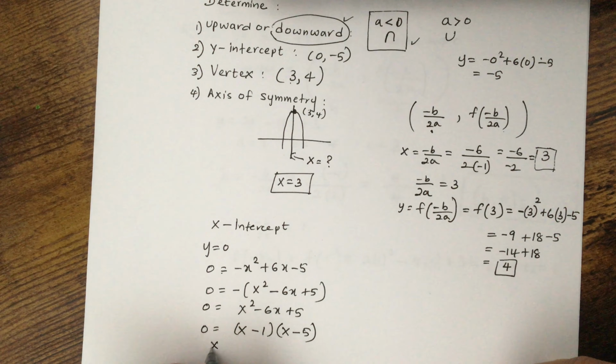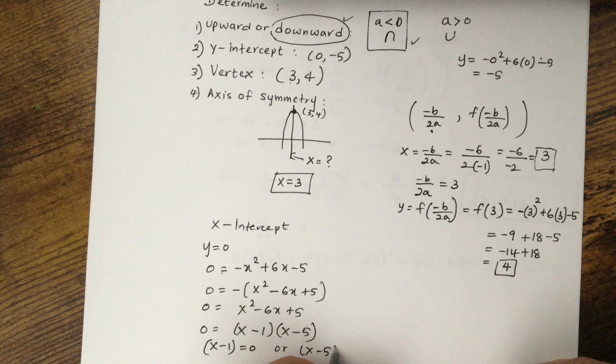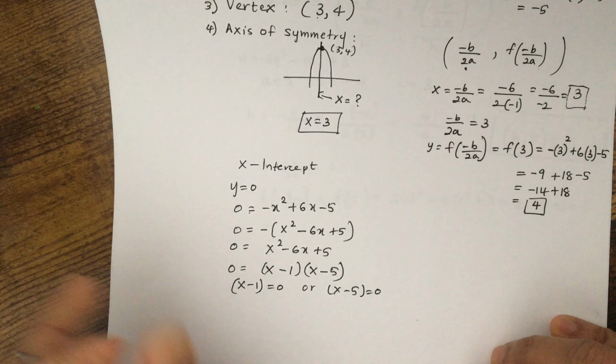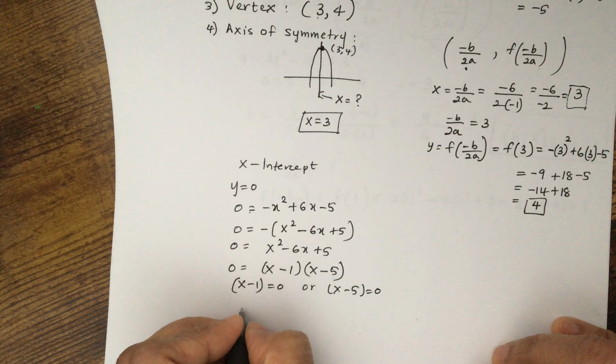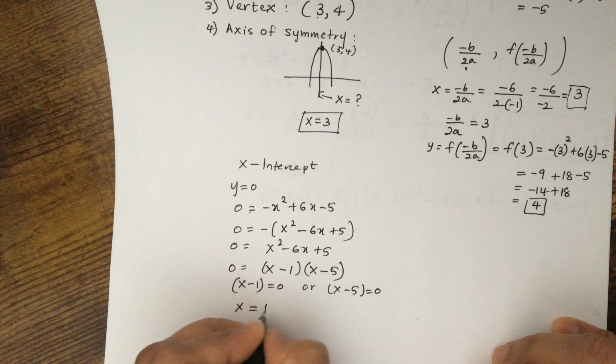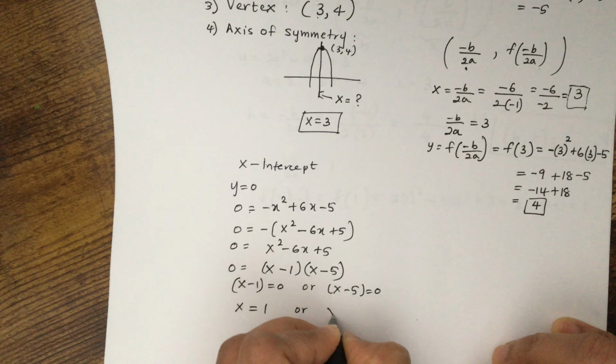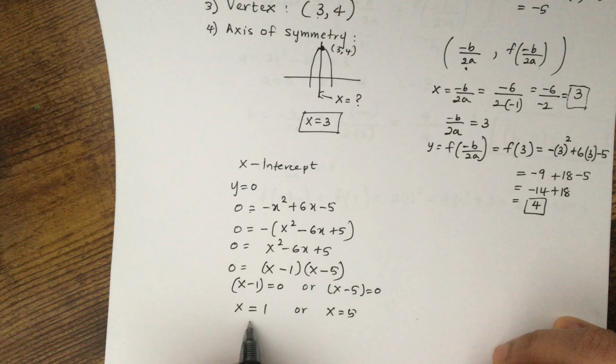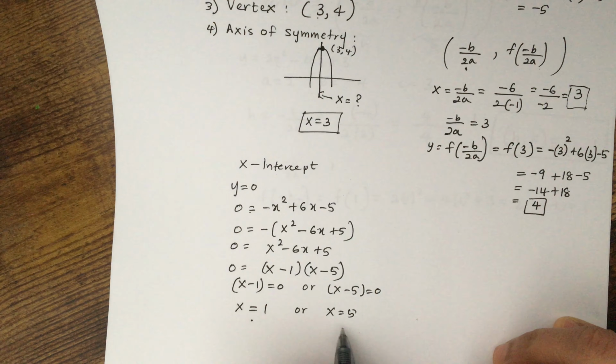So x minus 1 equals 0 is one answer, or x minus 5 equals 0 is another answer for this equation. So then here you have x equals 1, and here x equals 5. So these are the x-intercepts. In this case we have two x-intercepts. One is x equals 1 and the other one is x equals 5.